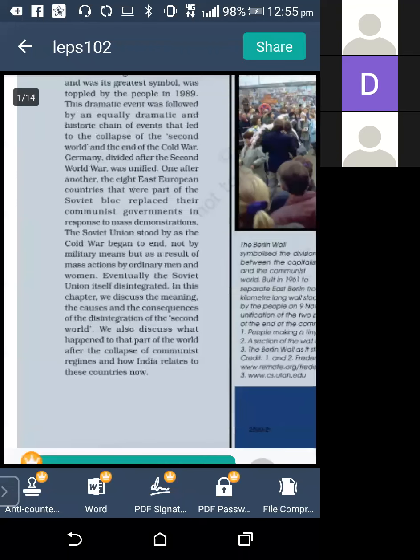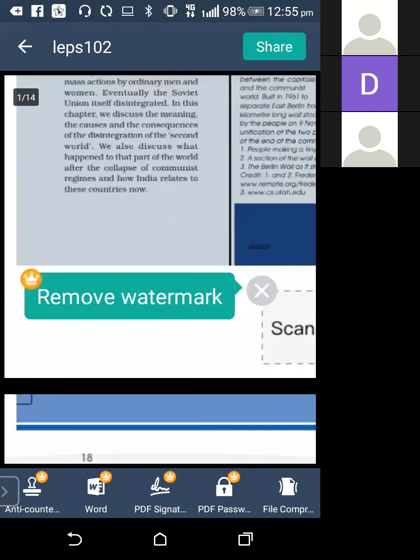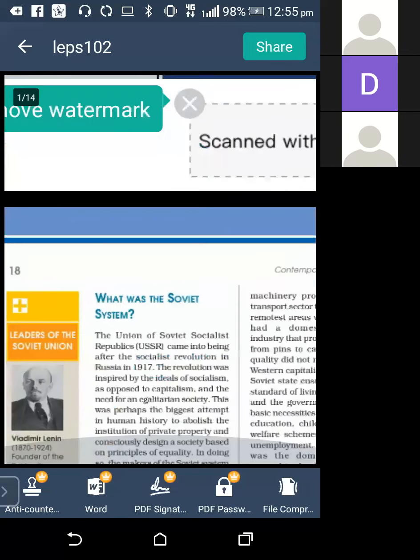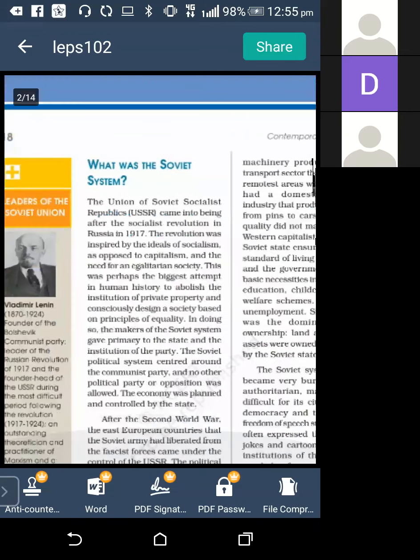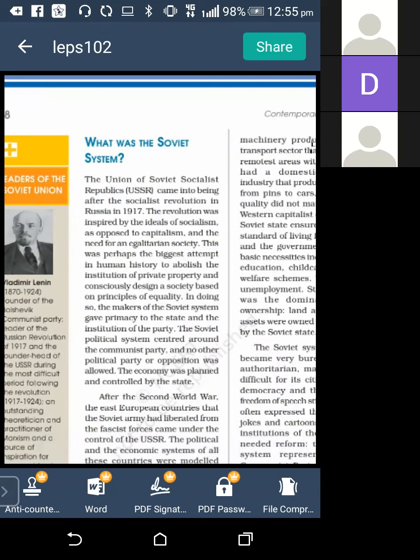Now, first of all, we have to look at what was the system of Soviet Union. System kya tha Soviet Union ka? Western power ka system tha capitalism. Capitalism was the system. Economy.